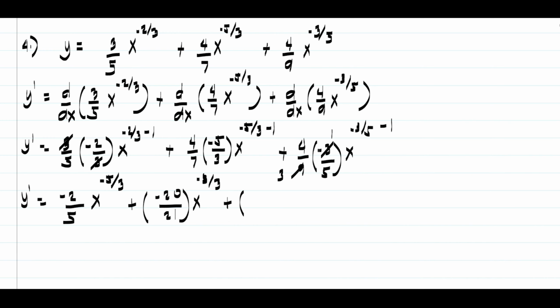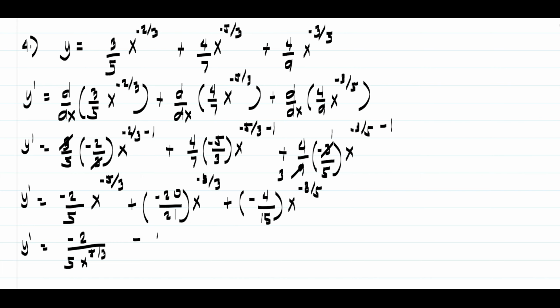This will give us 4 times 1, that is negative because we have a negative sign. 4 over 3 times 5 is 15. X raised to negative 3 minus 5 is negative 8 over 5. So let us simplify this one. And since we have a negative sign, again, we are going to get the reciprocal of this one. So we have y prime equals negative 2 over 5 x raised to 5 over 3.